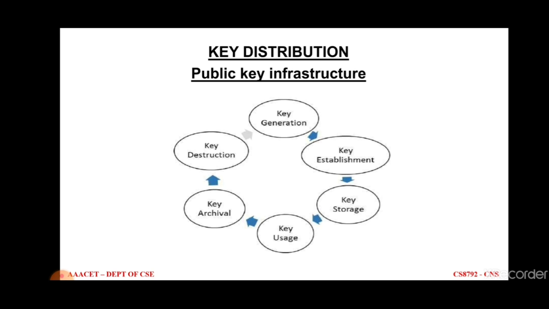Initially the key is generated, and after the generation of the key, the particular key is established between the sender and receiver, and the key can be stored at the sender and receiver without the third party knowing. And finally the key is used for the encryption process and decryption process. After that the key can be involved in the acknowledgement process, and finally the key is destroyed because the same key is not used again. So this is the key infrastructure, and the key is public.